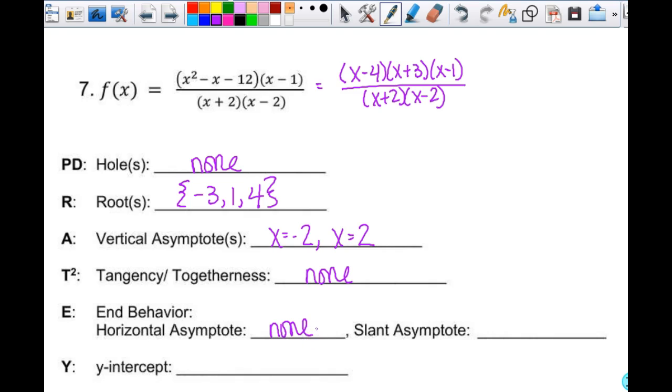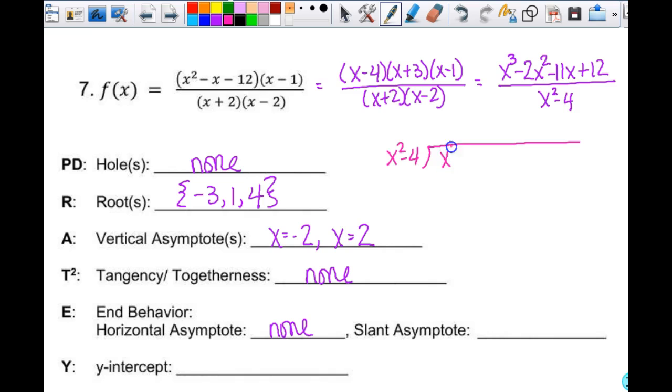So it was sort of multiplied together, and then I took it apart. So when I multiply it all back, I'm just going to give you what it'll be. X cubed minus 2x squared minus 11x plus 12 over x squared minus 4. Then I need to do long division again. So x squared minus 4 is going to divide into x cubed minus 2x squared minus 11x plus 12.